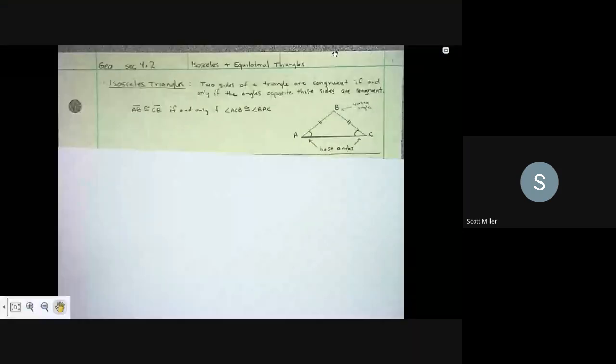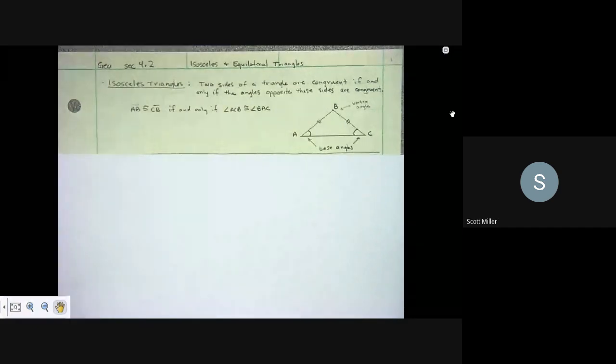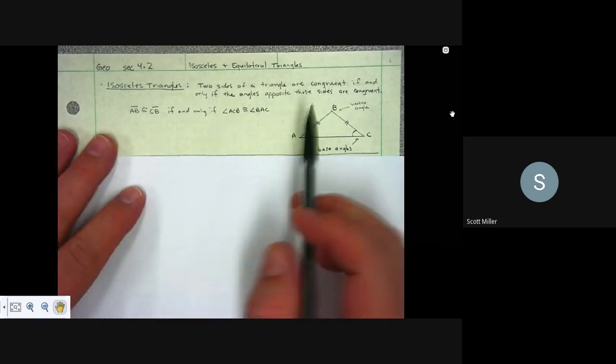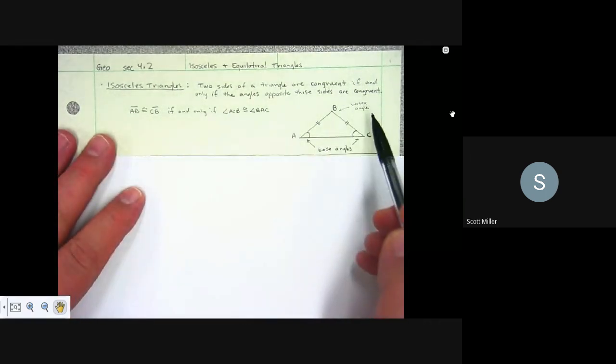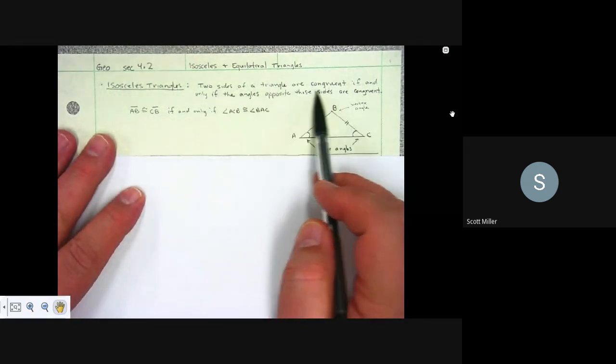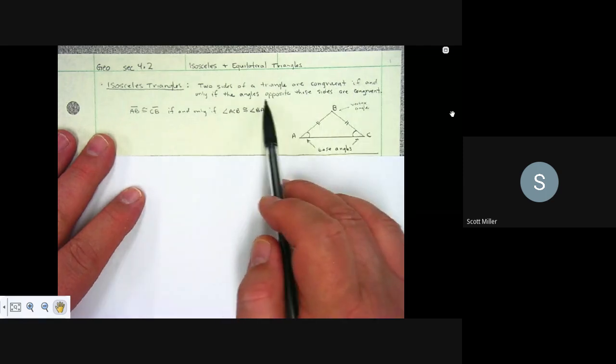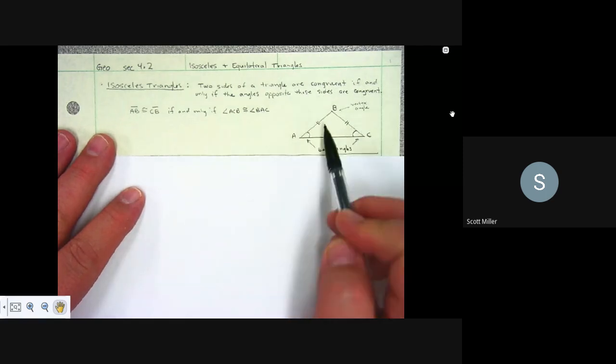All right, so today we're going to be looking at section 4.2. We're looking at isosceles and equilateral triangles, so I'm going to give you some information about these. And so isosceles triangles, what you're looking for in this one right here: two sides of a triangle are congruent if and only if the opposite angles of those sides are congruent.